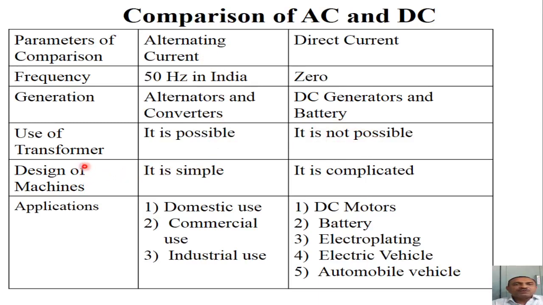Another parameter on which we can compare these two currents is the design of machine. For alternating current, the design is simple, and fewer parts are there. For direct current machines, we have to design the commutator and along with it the assembly of brushes, so the complications are more. Now let us see the applications.